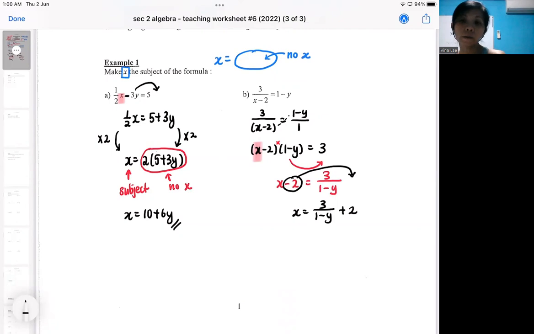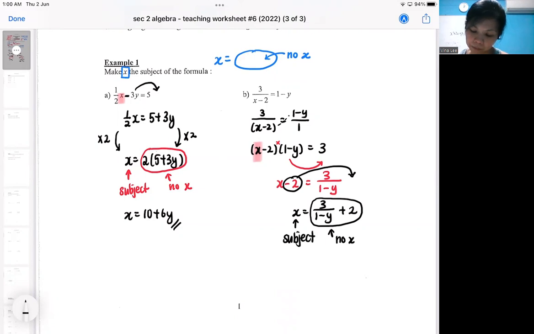So you can actually leave your answer like this, or some of you might want to make same denominator, but it's actually not essential. As long as you check this part, you got no x, and this is your subject. So it's a lot of reshuffling. We just have to get used to the reshuffling.